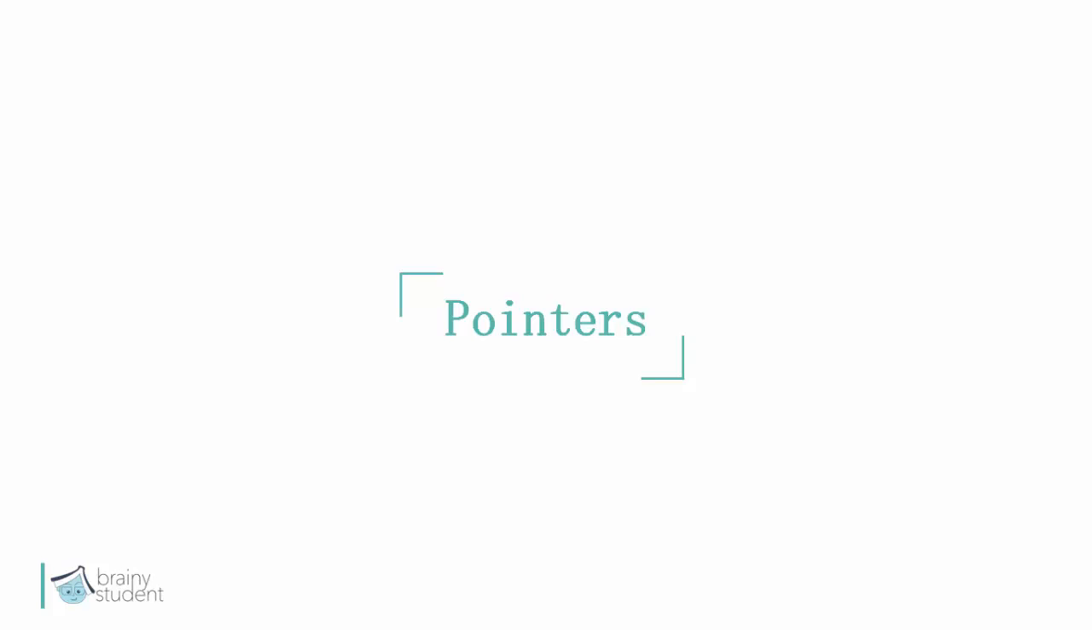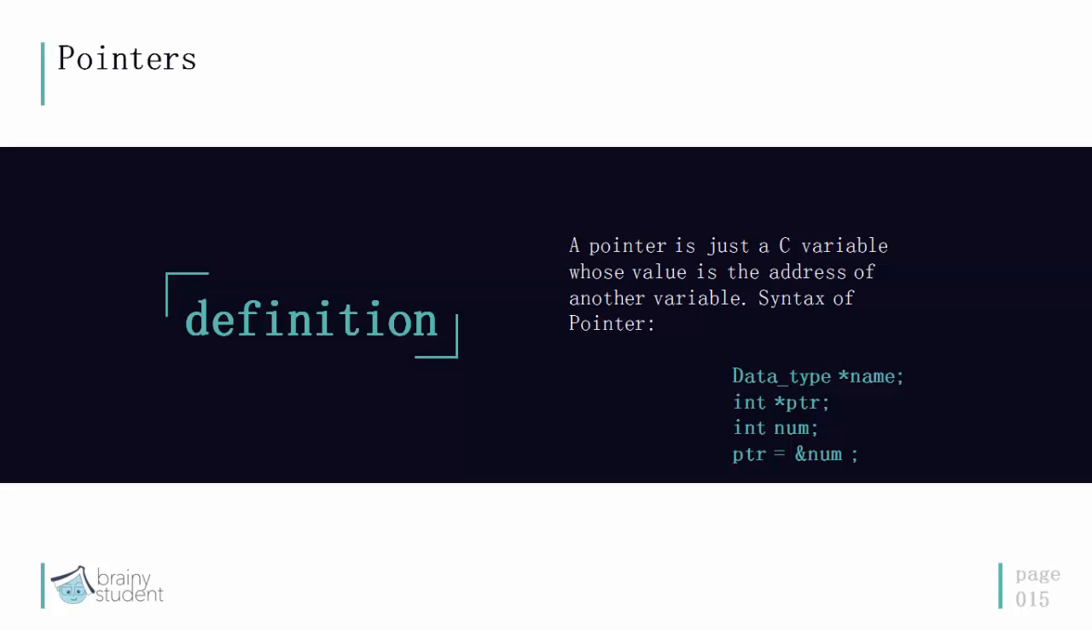Let's start with pointers. A pointer is just a C variable whose value is the address of another variable. So a pointer is nothing but a variable. We will define it as a variable only, and the only difference between a normal variable and a pointer variable is that a normal variable only holds a value, but the value of a pointer variable is the address of some other variable.